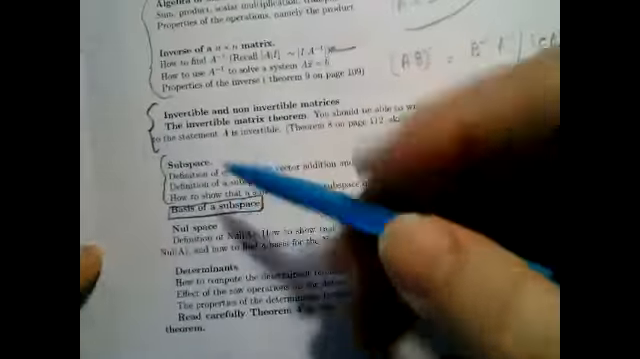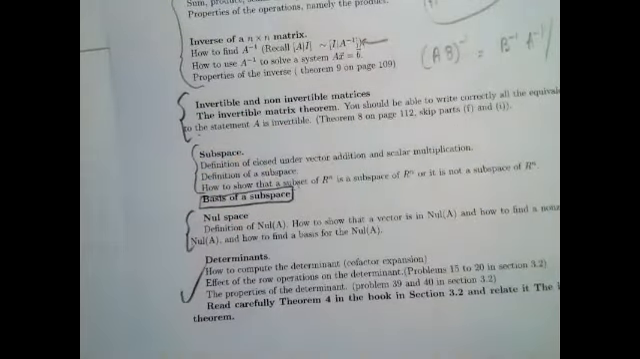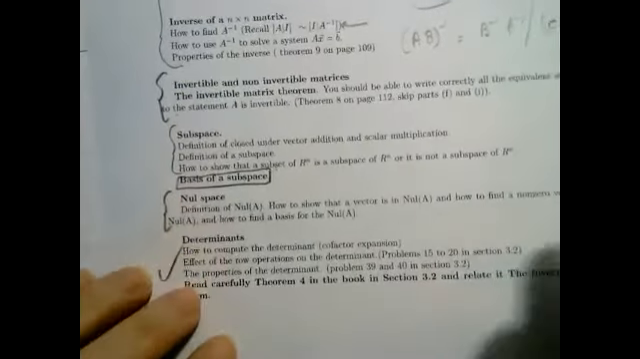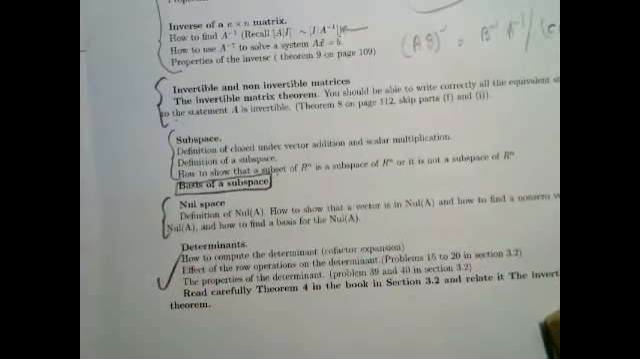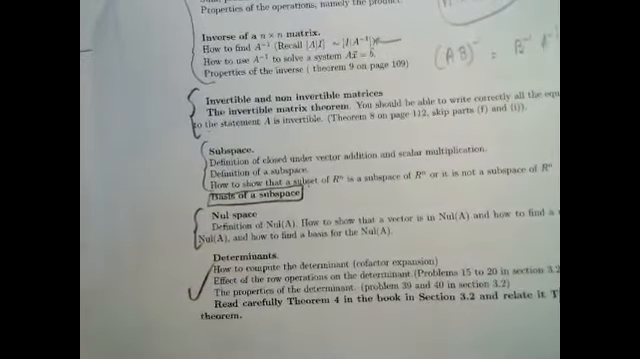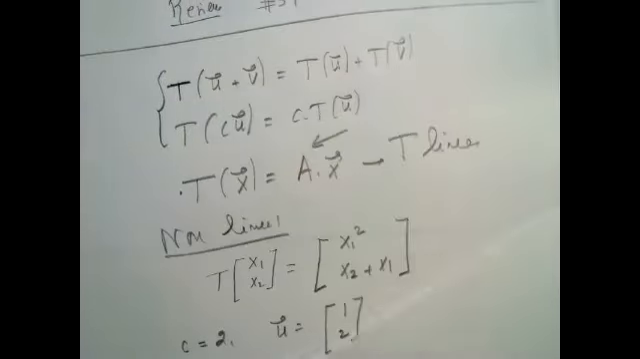So this takes care of a basis, and then you have the null space and determinant. We covered it already. So the null space means all the vectors such that AX equals 0. So you have to know the definition. You know how to show that a vector is in the null space and how to show a vector is not in the null space. The null space is all the vectors where AX equals 0. And finding a basis for the null space is actually simple. You just have to solve the system AX equals 0 and write the solution in parametric vector form.